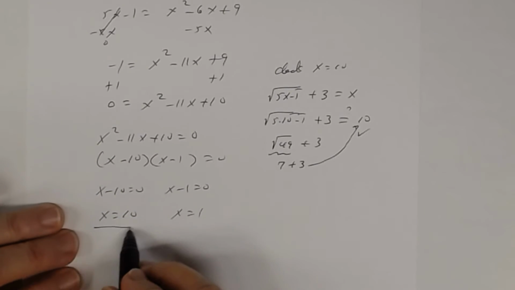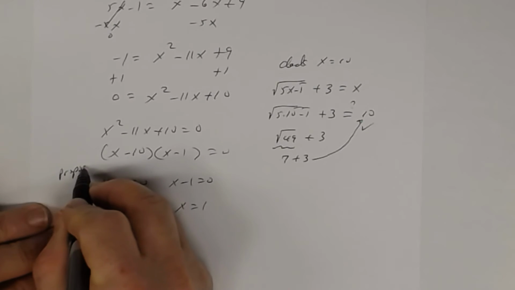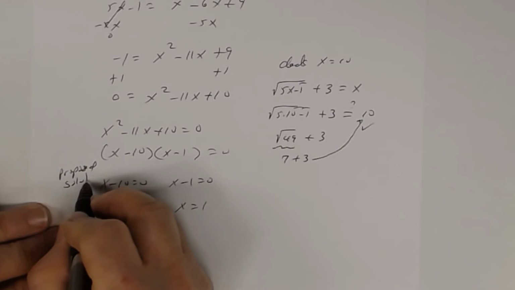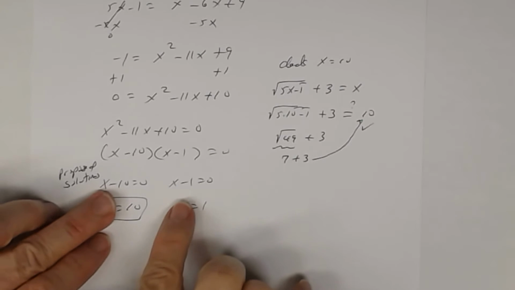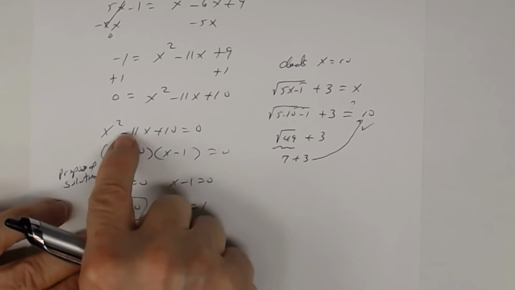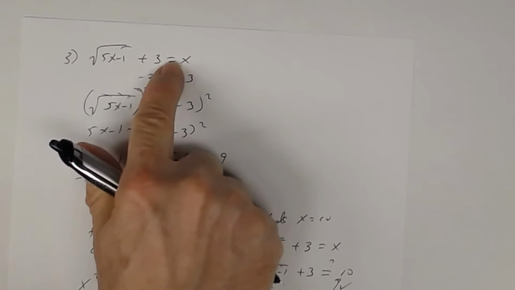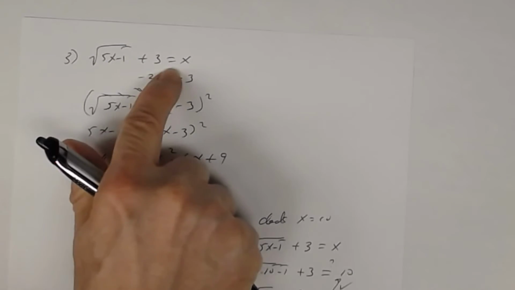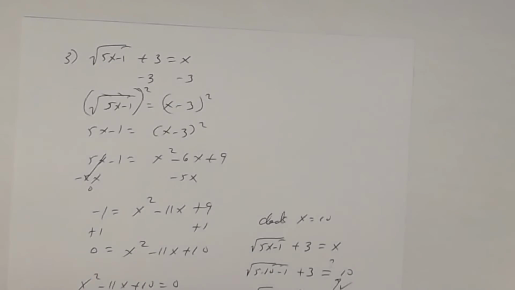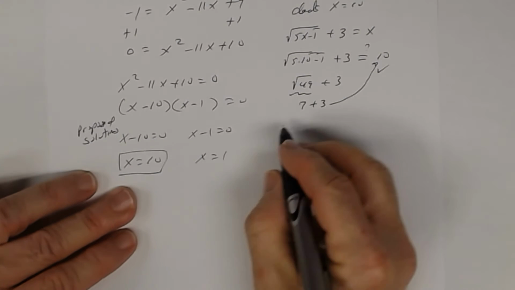So 10, this proposed solution, and remember I'm using the word proposed, because 10 and 1 are solutions to this quadratic. But since I raised both sides to an even power, they may or may not be solutions to this square root equation. So you have to check. All right, so that's a solution, so I'm circling it.